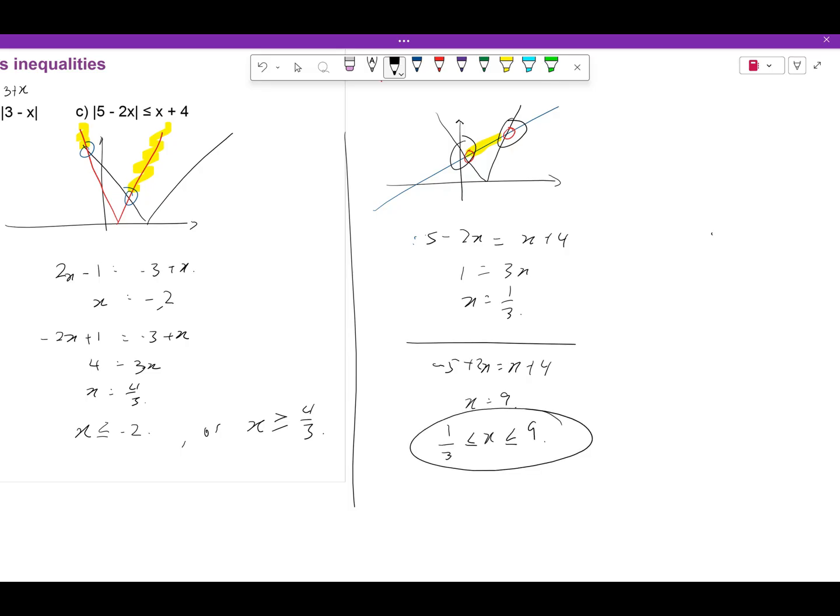So it becomes inequality. Modulus is going to be so confusing if you don't sketch. Okay, so practice sketching. That's my only advice. Alright? And that was it.